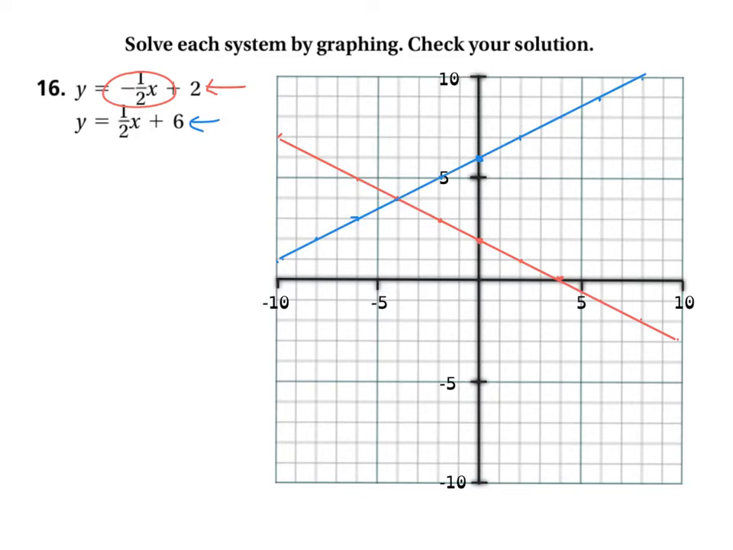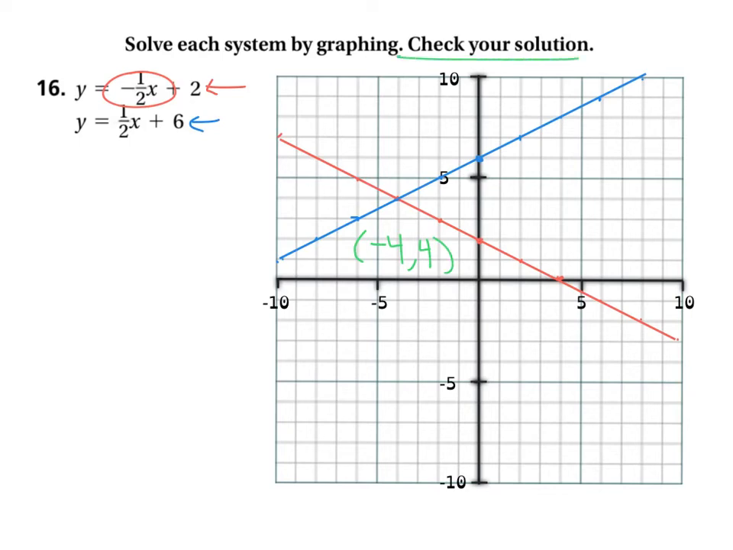Okay, so where do they cross? They cross at the point -4, 4. If you track this from the origin, the first coordinate is x, and you go over to -4 to get right below it. And then you go up to +4 for y to get exactly there. So we have a solution. We can label that as -4, 4. And we're going to check it.